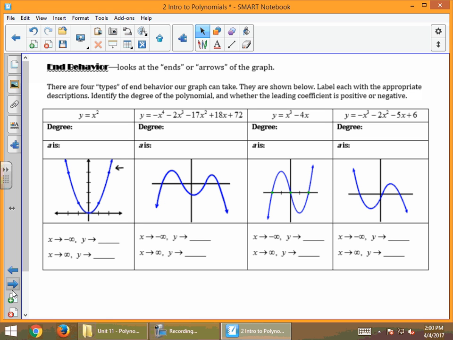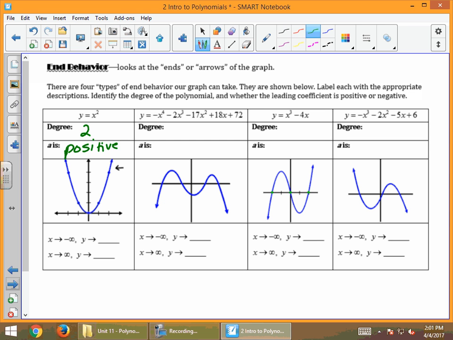So look at this first one. What's the degree? It was just x squared. 2, the only exponent. And is that positive or negative out in front? Positive. So the A, the number out in front, is positive. And what do you notice about the graph? It's pointing where? Up. Yeah, the left side is pointing up, and the right side is pointing up.